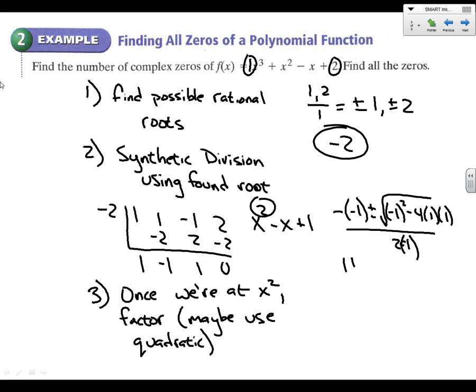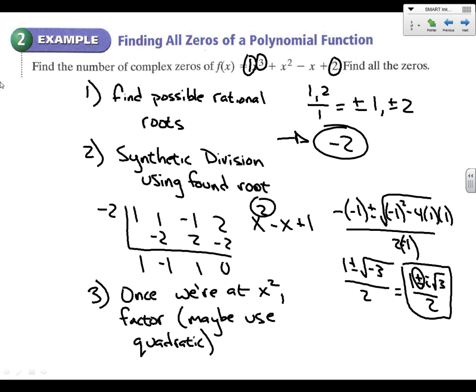And so we've got 1 plus or minus the square root of 1 minus 4, which is -3, all over 2. And so we've got 1 plus or minus i root 3 over 2. Pull the negative out. So look at that. We've got 2 imaginary, and there's our third root, and we should have 3. So we found all 3 of the roots, all of the zeros.